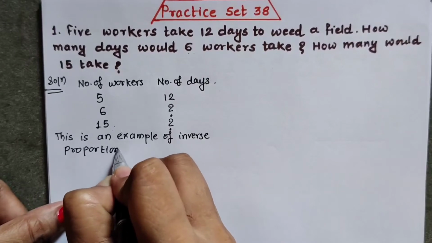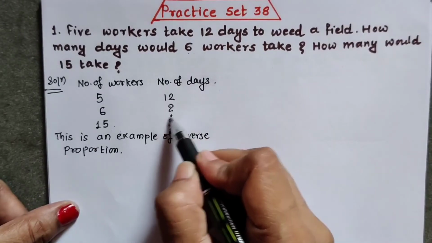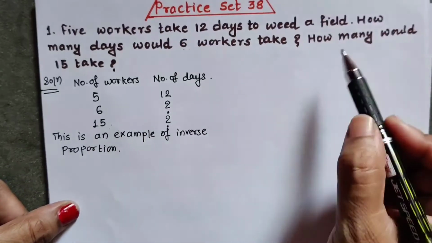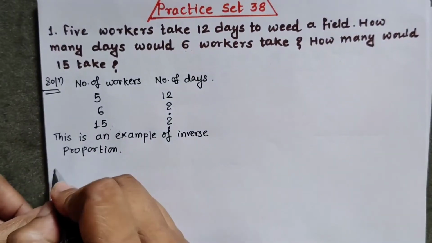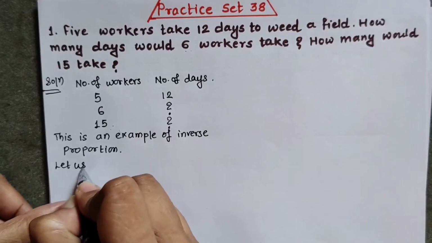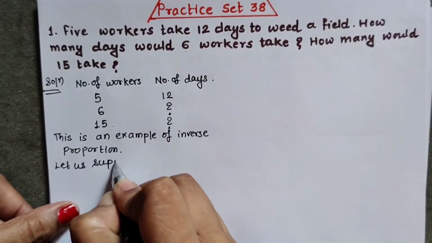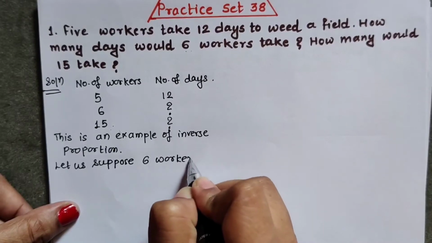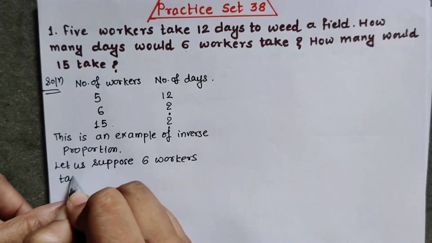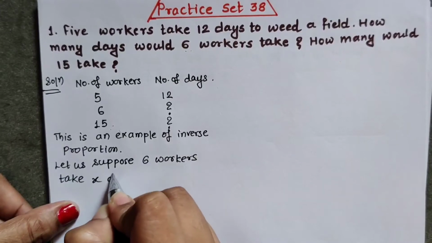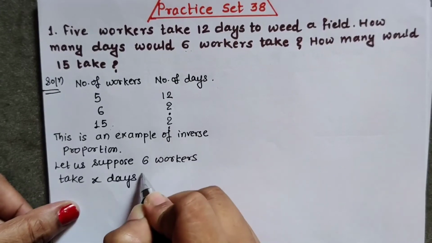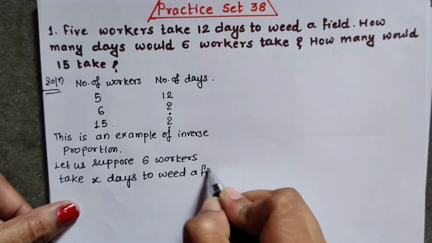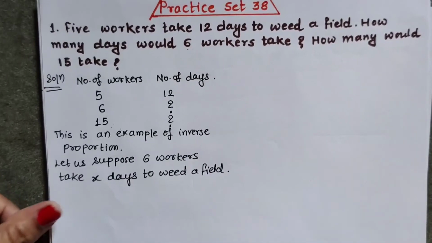For 6 workers, we take the number of days as x. We don't know how many days they will require to complete the work. So let us suppose 6 workers take x days to weed a field.